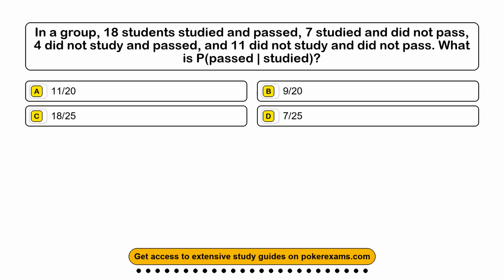Question 23. In a group, 18 students studied and passed, 7 studied and did not pass, 4 did not study and passed, and 11 did not study and did not pass. What is P(passed | studied)? Option A 11/20. Option B 9/20. Option C 18/25. Option D 7/25.